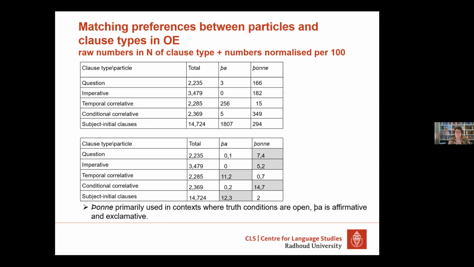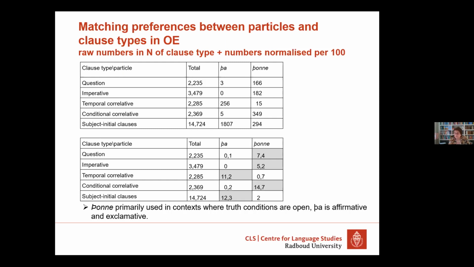So we searched for specific clause types. This is based on the York corpus of Old English. Various clause types, the number of each of the clause types, and then the incidence of the use of tha in those clauses and of thona. That in itself doesn't tell you much, of course. So the second table gives the same numbers, but normalized, per 100 clauses. So that's not a very substantial normalization.